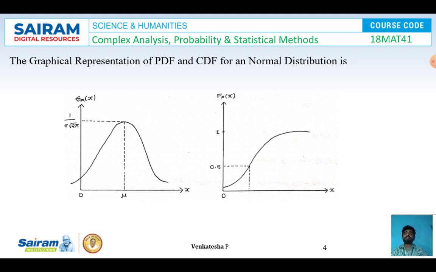The graphical representation of the probability density function and the cumulative distribution function for the normal distribution. This bell-shaped curve is called the probability density function curve, and this other curve is called the cumulative distribution function curve with respect to the normal distribution.